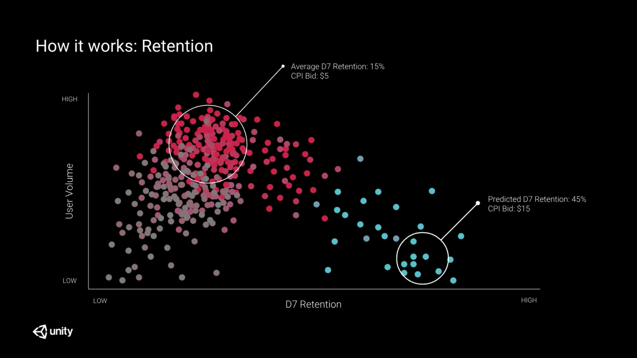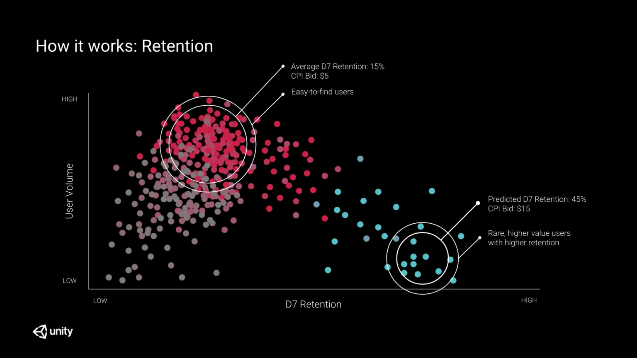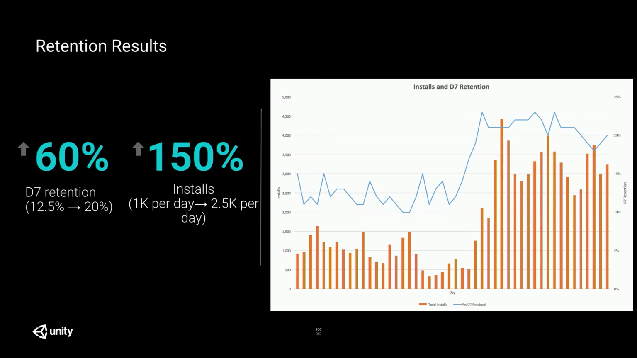And again, the reason for this is to make you as competitive as possible for these high-value users within our auction. Again, easy to find users on the left-hand side here, rare, higher-value users with higher retention on the right-hand side. And we've been running this product for close to a year now. It came out of beta at the beginning of the year and has really started to scale up. So we actually started to get some really exciting results from the advertisers who have been using this product. And we honestly think that numbers speak louder than words here.